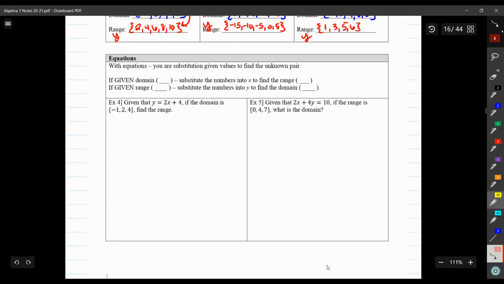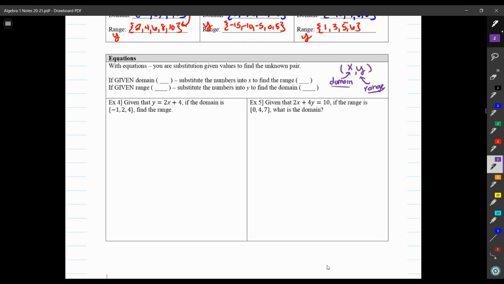So when you're using equations trying to find domain and range, you're basically using substitution. You're given one value, you're trying to find the pair. We like to think of equations as coordinate points, x and y. So if you're given the x's, you'll be given domain. If you're given y's, that means you're given range. Now, if I'm given domain, you're looking for the y's. If you're given range, you're looking for the x. You're looking for the other pair. And that's this last piece.